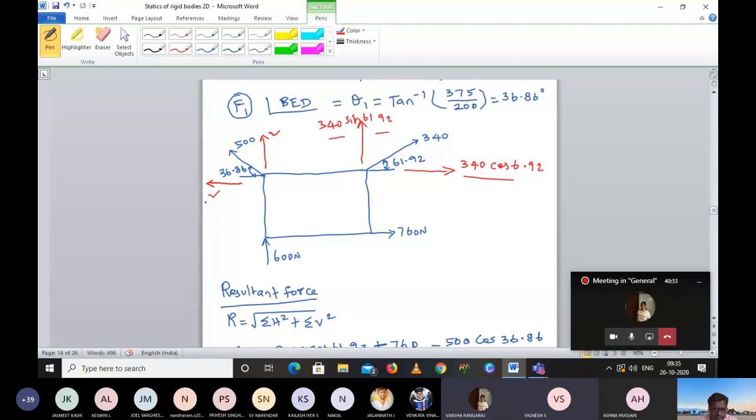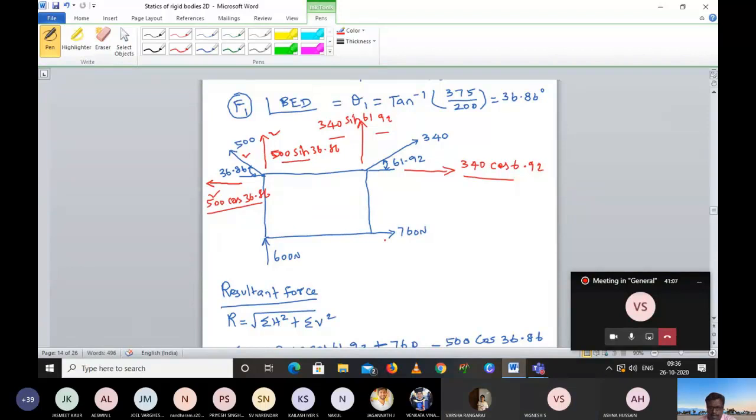Sir, I can't get you. This one, for this post, whether the arrowheads are correct or wrong. Correct, sir. Okay. This one will be, what is the value? It will be 500 cos 36.86 degree. Okay. Any doubt, kids? This one? No, sir. Okay. This one, 500 sine 36.86. Very good.